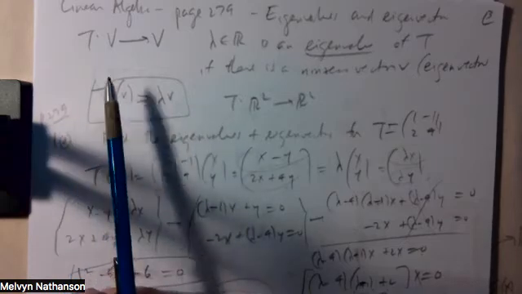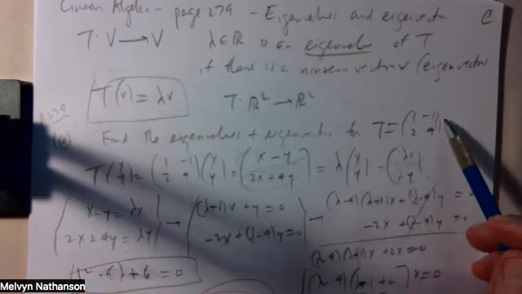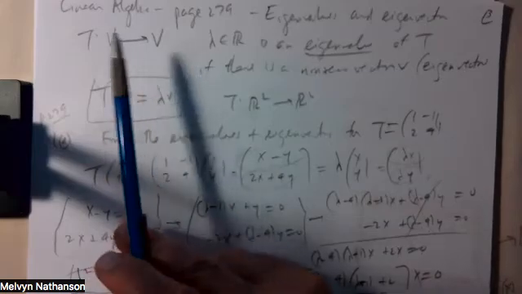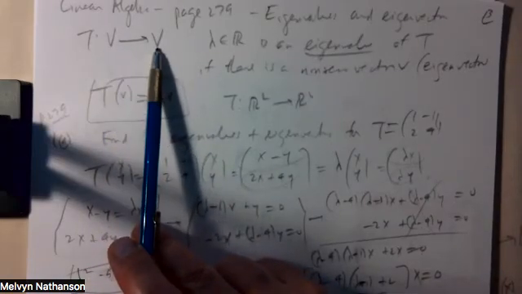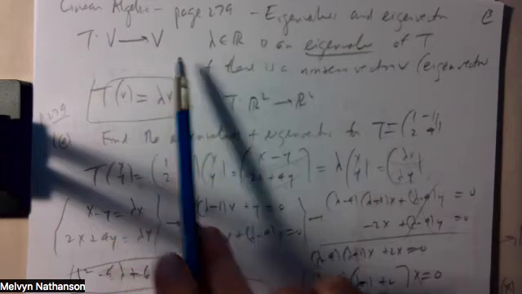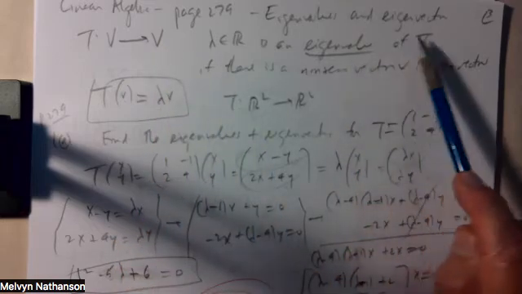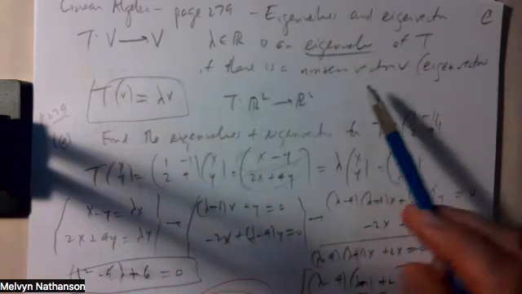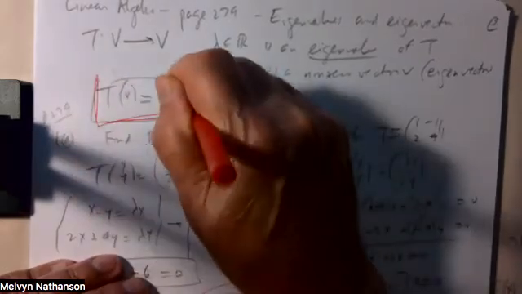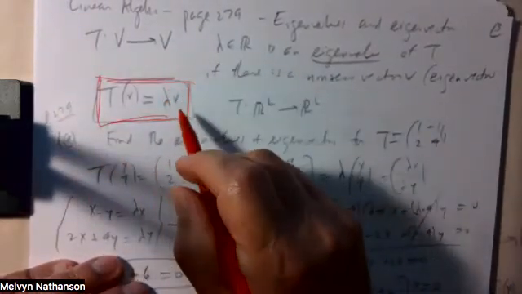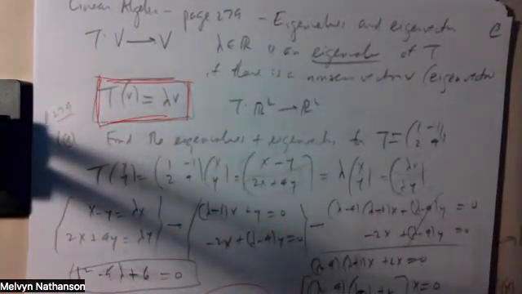I have a linear operator T from R2 to R2. It's given by this matrix. In general, if you have a linear operator from one vector space to itself, a number lambda is called an eigenvalue for the operator if there's some non-zero vector v such that T of v is just some scalar multiple of v. T of v is just lambda v for some lambda.